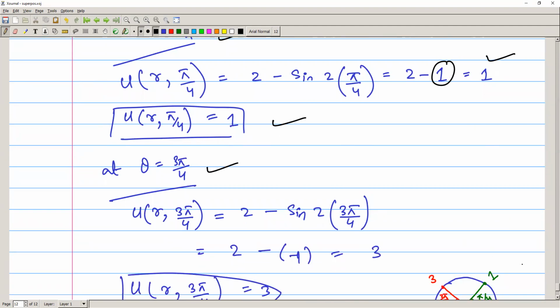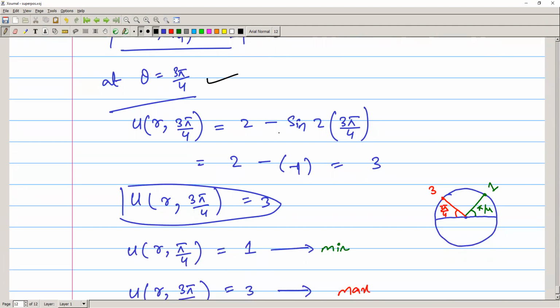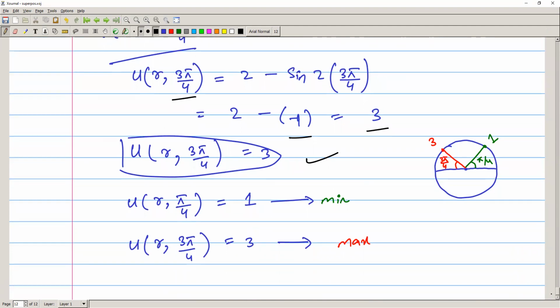Now we'll check for 3 pi over 4. We plug in 3 pi over 4 instead of theta. So 2 times 3 pi over 4 means 3 pi over 2. Sine 3 pi over 2 is -1. So 2 minus (-1) is equal to 3. This is the value at 3 pi over 4. Now we can see that u(r, pi over 4) is 1 and u(r, 3 pi over 4) is 3. So here is the minimum and here is the maximum. We can draw it on the disk: at pi over 4 we have the minimum value, and at 3 pi over 4 we have the maximum value.